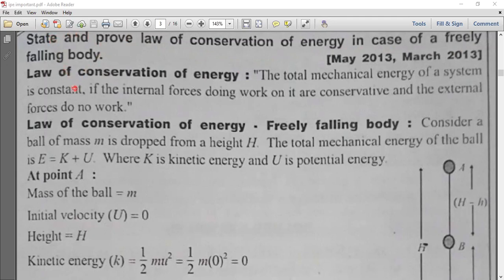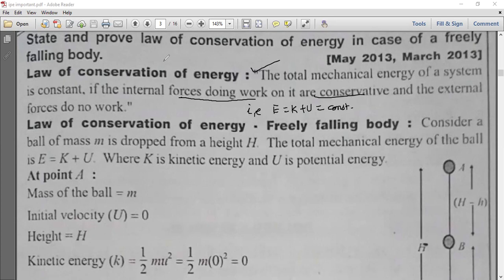So first we have to write the statement. So see here, what is the statement? The total mechanical energy remains constant if the internal forces doing work are conservative and external forces do not work. You can write this also, or else you can write another statement, that is, energy can neither be created nor destroyed. It can convert from one form to another, but the total energy of the system remains constant. You can write that also. If you can write this, best. Okay, that is E is equal to K plus U, which is equal to constant.